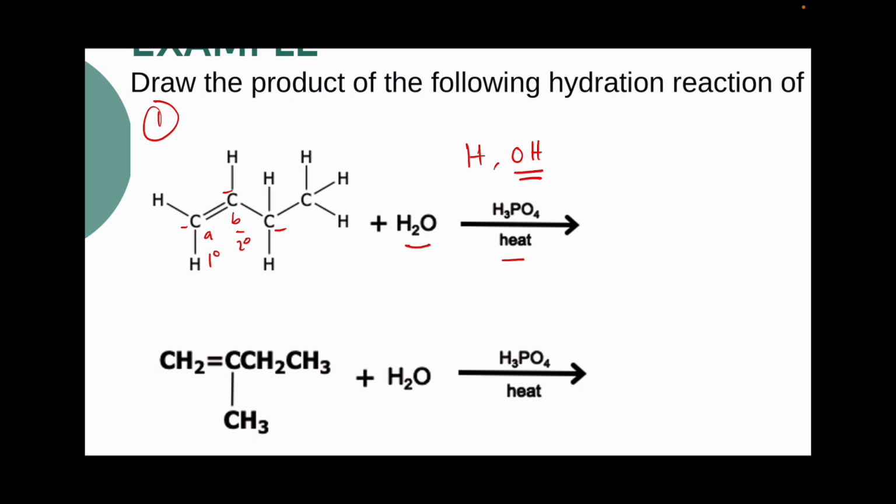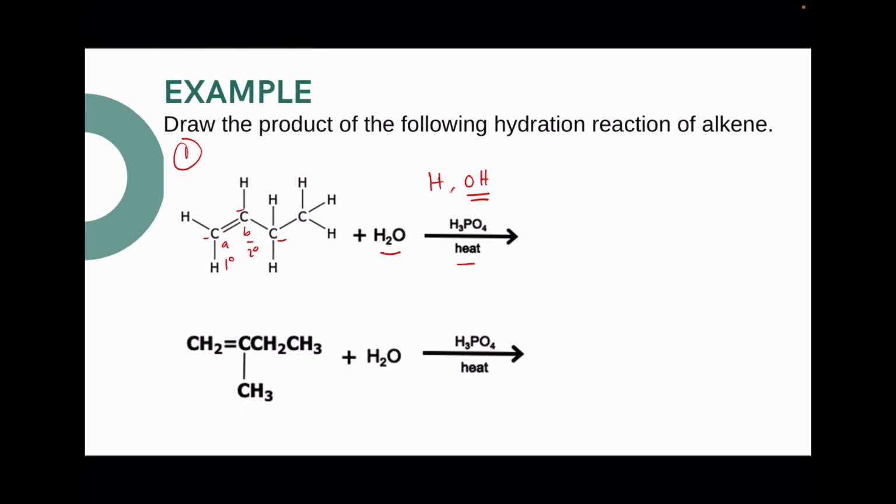Then the product that you will get is, you just draw back the structure without the C double bond C. At carbon B, you draw a new bond and attach the OH. Meanwhile at carbon A, draw another new bond and attach the hydrogen. Then you will get the structure of this compound.